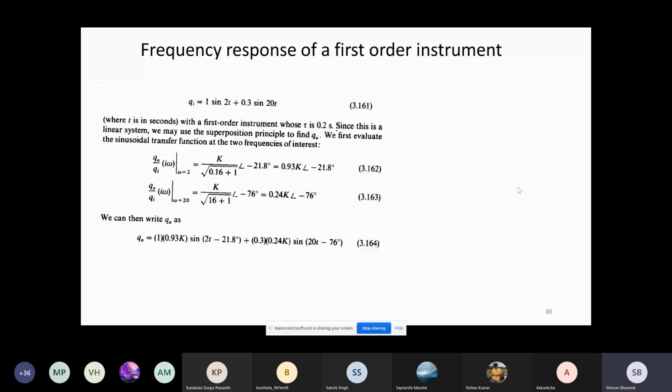And if we know the static gain K, we can substitute the value of the static gain K, and then you can add both the sines, and then you will get the output. So this is the way you can get the output if the input is a combination of many sinusoids. So that's what I mean to say.